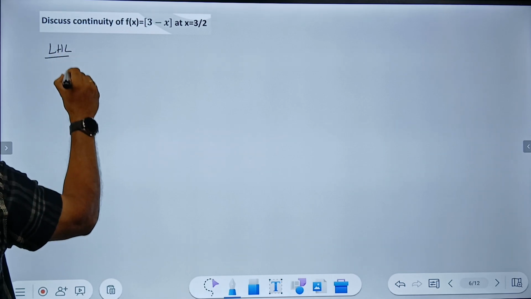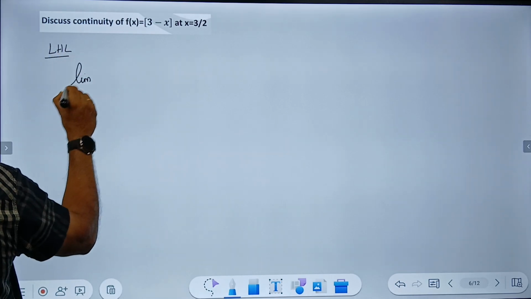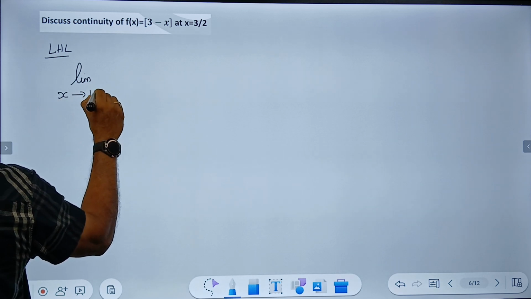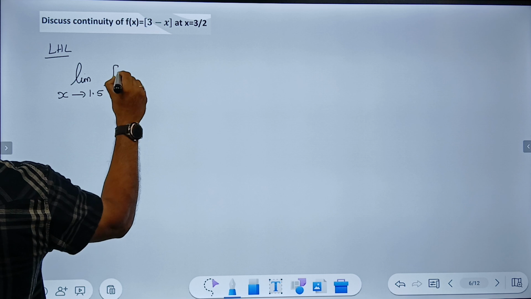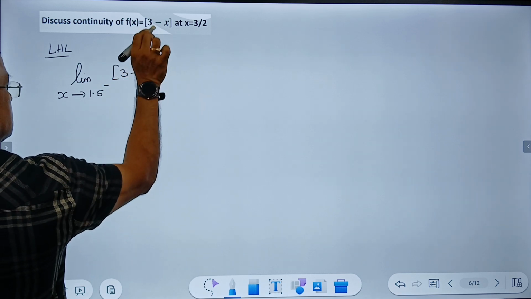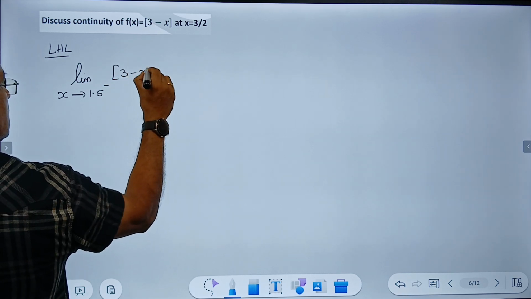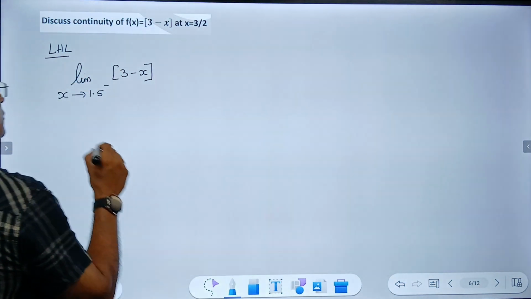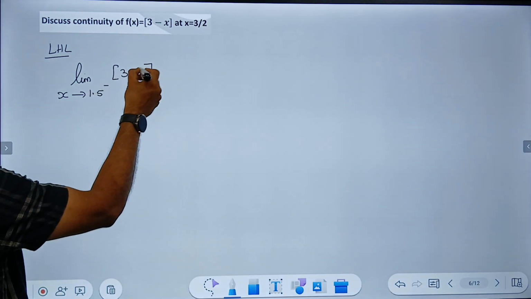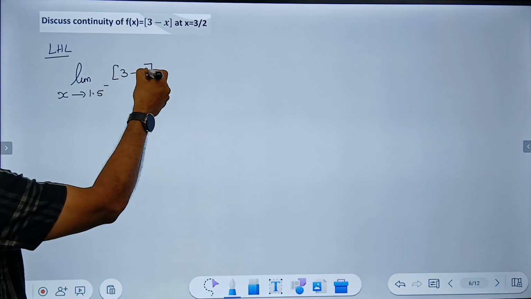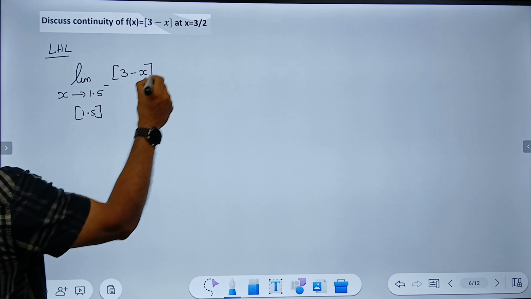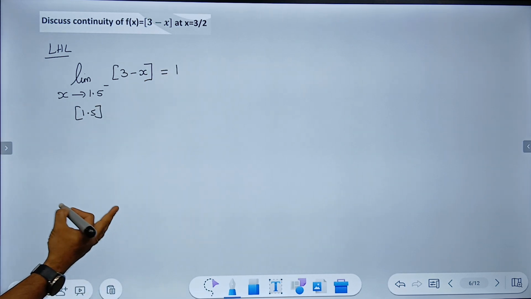What is the left hand limit? Limit x approaches 1.5 minus, greatest integer function of 3 minus x. So what will be the value? For example, if you put 3.5, direct substitution, you get 1.5. The greatest integer value of 1.5 is 1. So the left hand limit is 1.